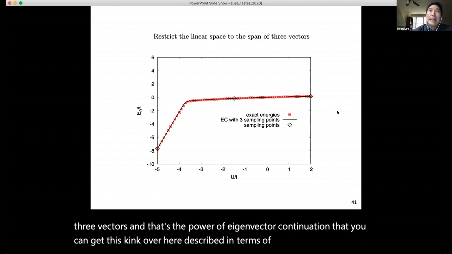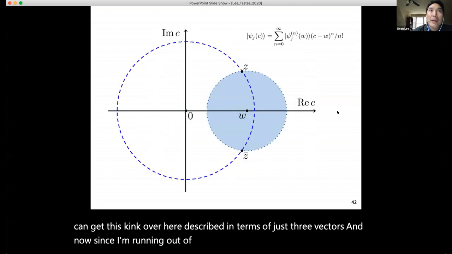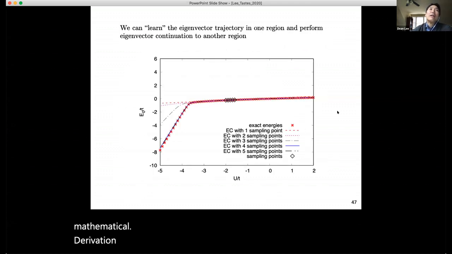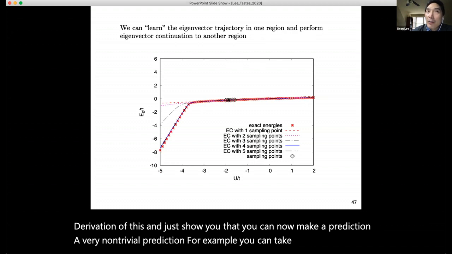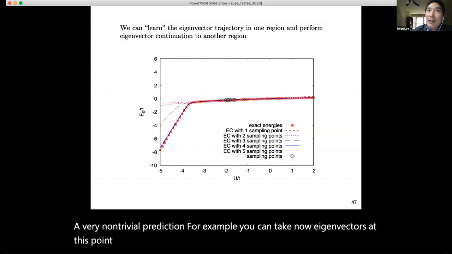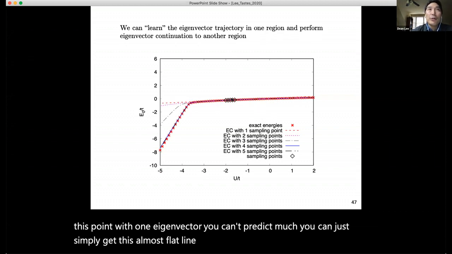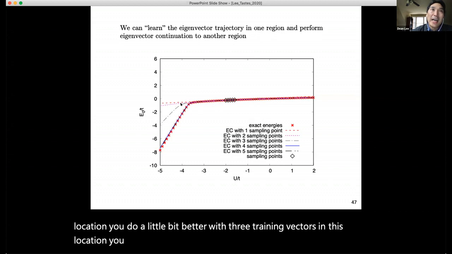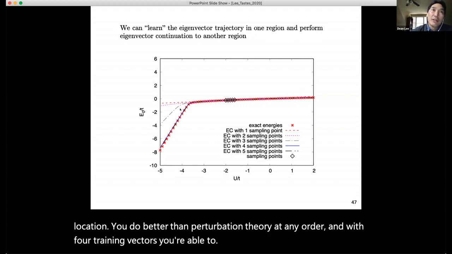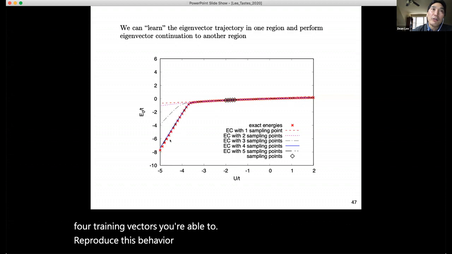And now, since I'm running out of time, I'm going to skip some of the mathematical derivation of this and just show you that you can now make a very non-trivial prediction. For example, you can take eigenvectors at this point. With one eigenvector, you can't predict much. You just get this almost flat line here. With two training vectors in this location, you do a little bit better. With three training vectors in this location, you actually do better than perturbation theory at any order. And with four training vectors, you're able to reproduce this behavior almost perfectly. With five, you do even better.